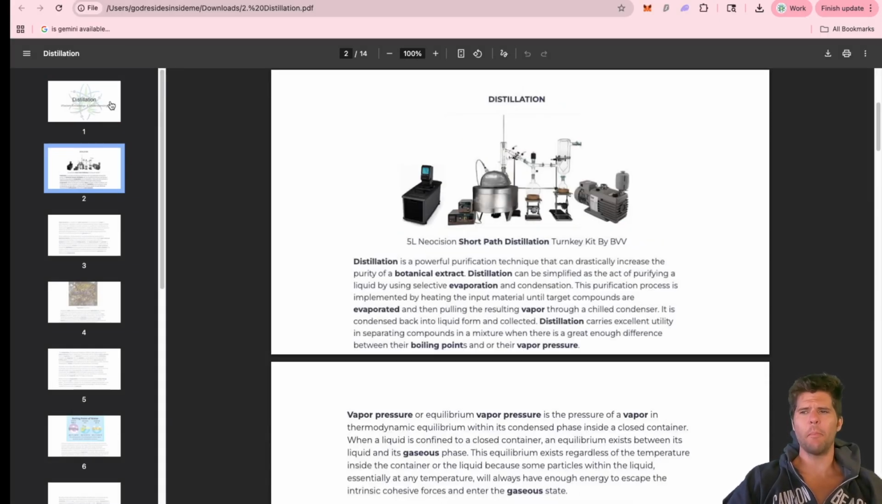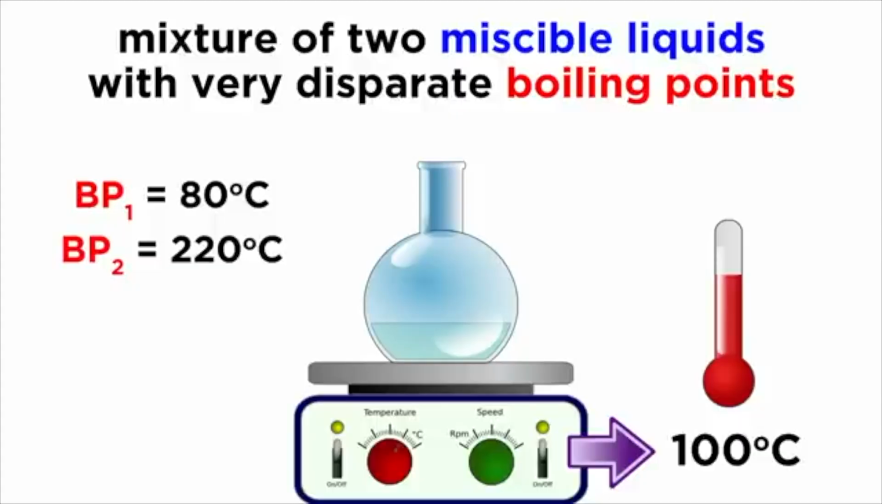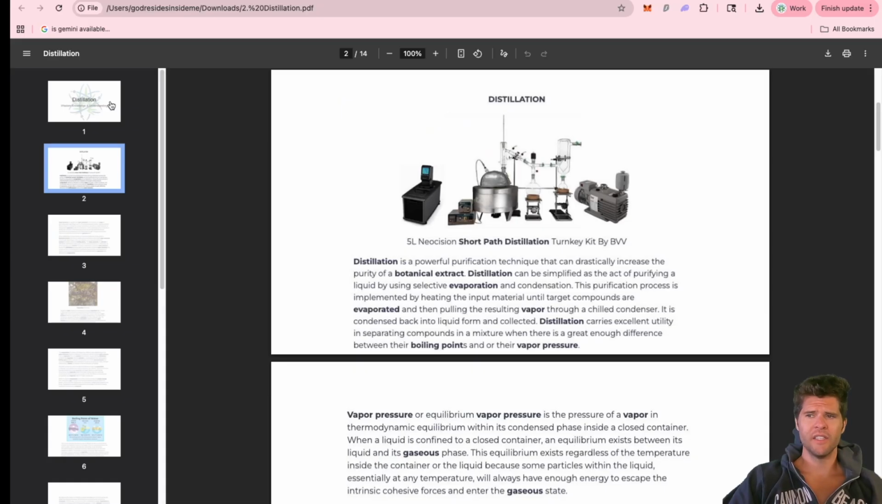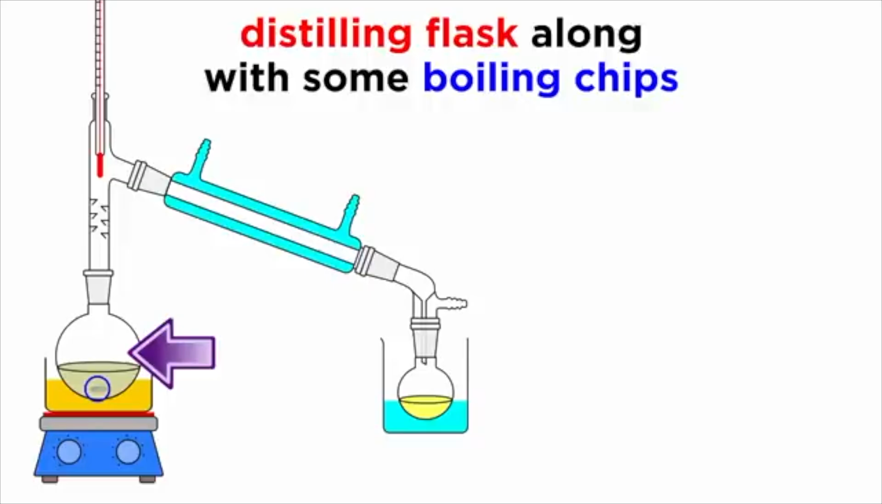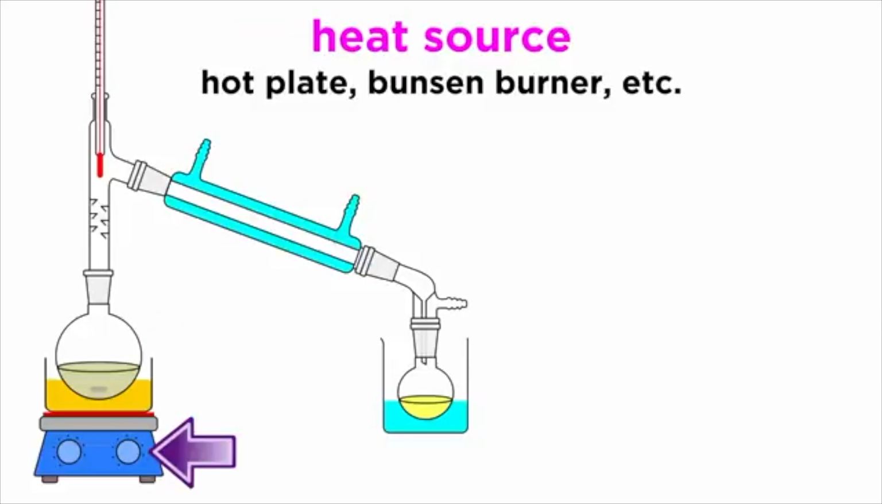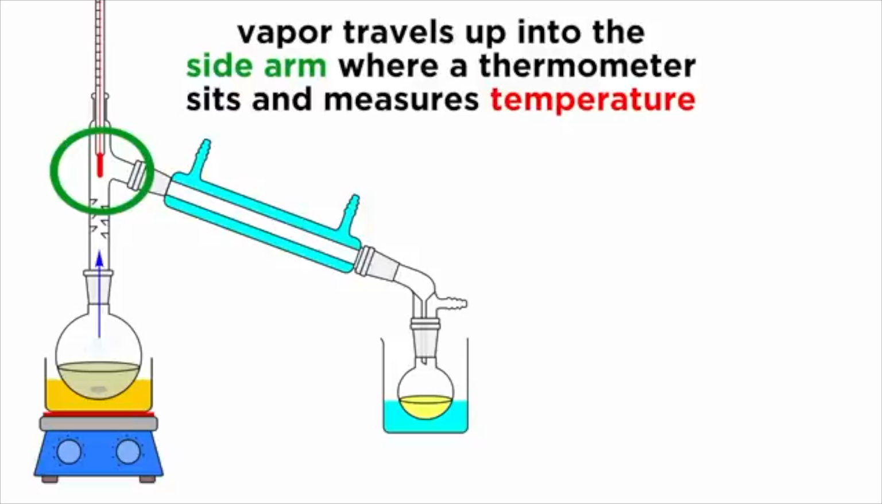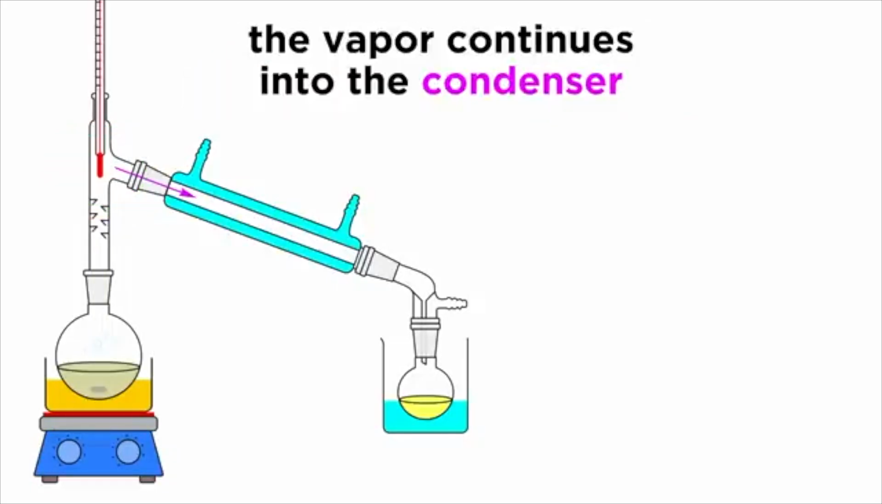Distillation is a powerful purification technique that does drastically increase the purity of a botanical extract. Distillation can be simplified as the act of purifying a liquid by selective evaporation and then recondensation. This purification process is implemented by heating the input material until target compounds are evaporated and then pulling the resulting vapor through a chilled condenser. It is condensed back into its liquid form and then collected.